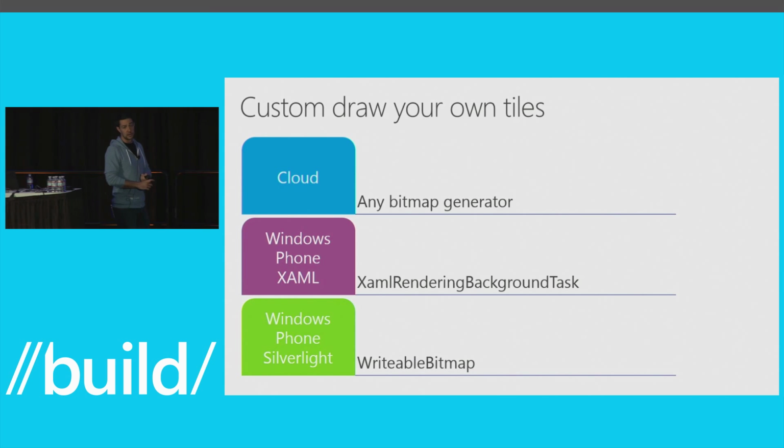On Windows Phone, we're now releasing a XAML rendering background task. So there's a specific background task that actually lets you render XAML to a PNG. And if you're in Silverlight, you've always been able to use writable bitmap. You'll continue to be able to use writable bitmap. And this just allows you to break free of our templates. You literally just pick a template that's a solid PNG. You have every pixel to draw on.